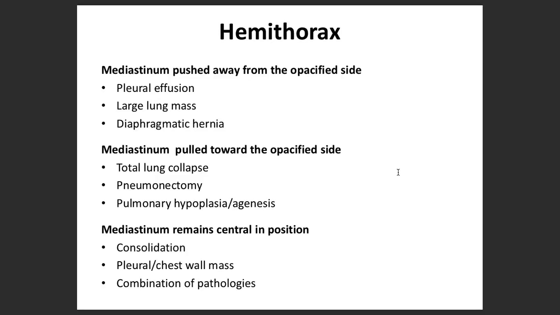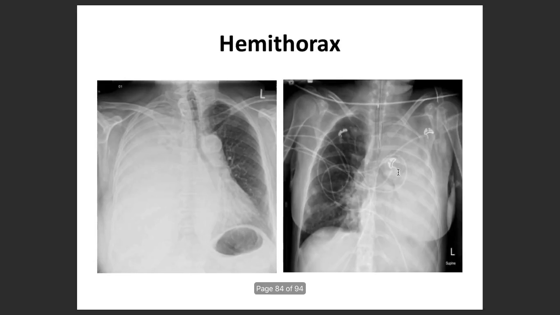So, what about hemithorax? What is happening over here? Can anyone recall? Okay, let's try to make it easier for you. This is the condition, hemithorax. And why is it called hemithorax? Because a single side of the lung is pathological, right? What is happening is you can see only half of the thorax. That is why it is called hemithorax.